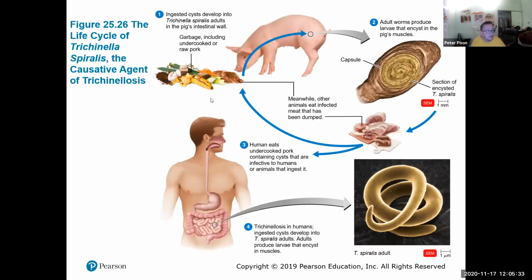But you can't eat raw pork. First of all, pigs eat everything. These worms get into their intestinal wall, dig into the muscle, and form larvae that encrust in the muscles. And when we eat the pork, it ends up inside our intestines.